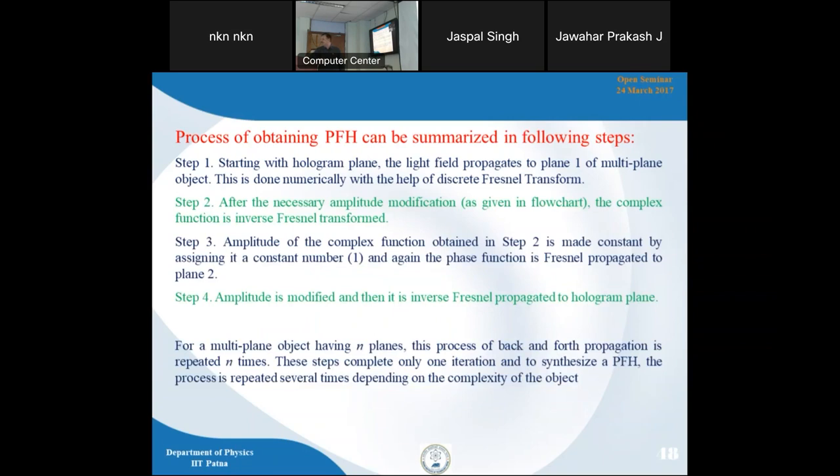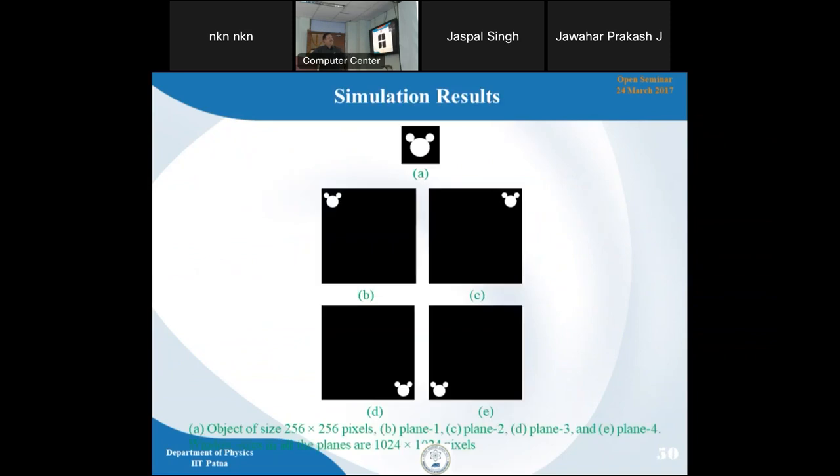In the beginning we have the reference plane and record one digital hologram. Once we have the digital hologram in the PC, we do all operations. It is simply image processing with digital holograms. So I will show you the idea. These are the simulation results.